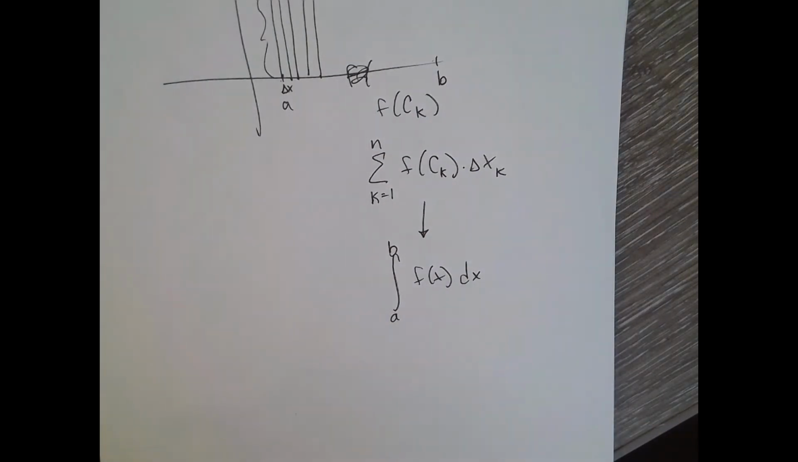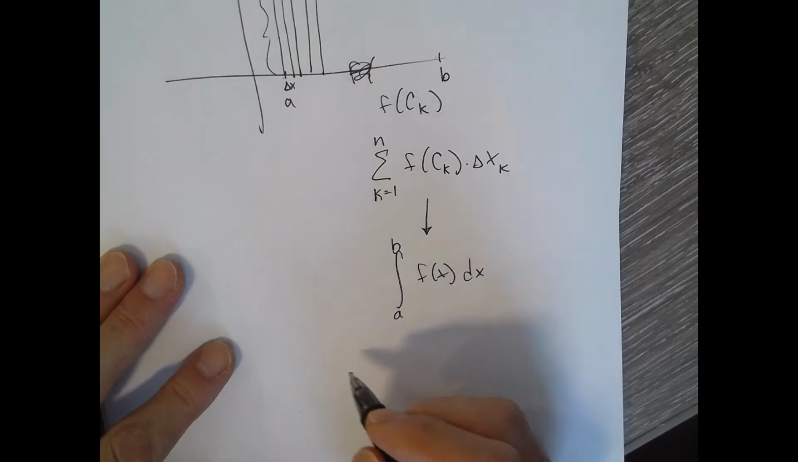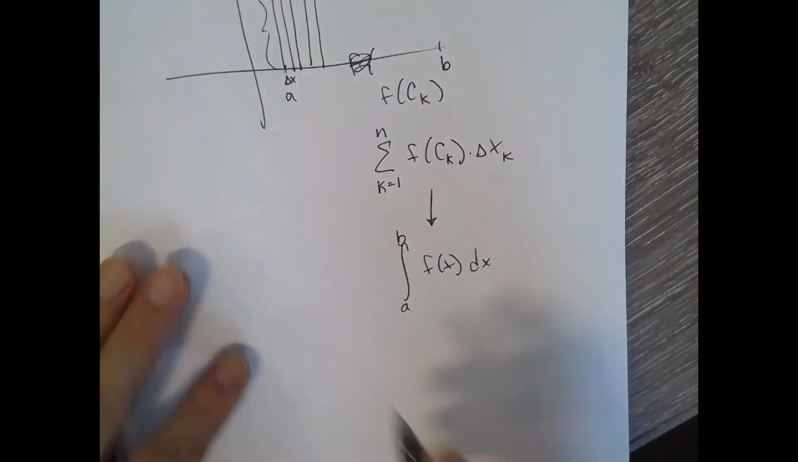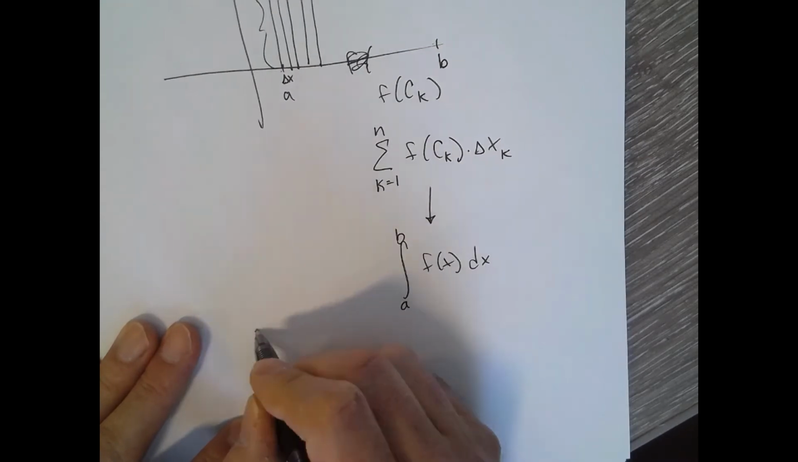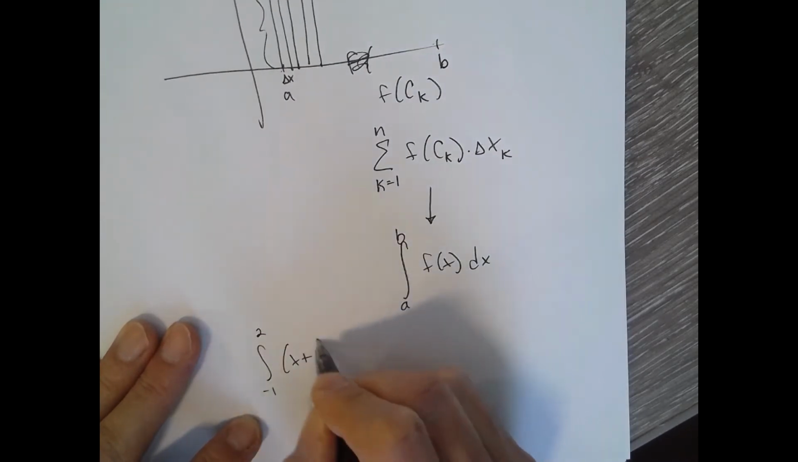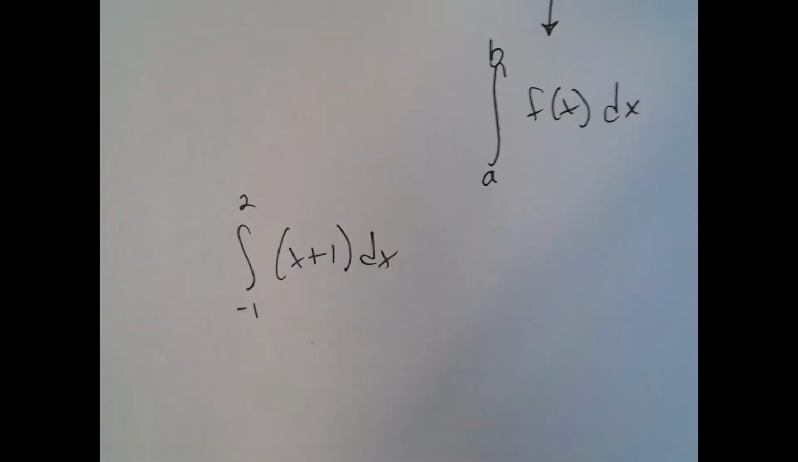Okay, so if I wanted to evaluate an integral, I could find the area underneath the curve. So this is out of your notes. I'll use the same example. So integral from -1 to 2 of x plus 1 dx. We're finding the area underneath the curve of a line from -1 to 2. So I'm going to make a graph of it.